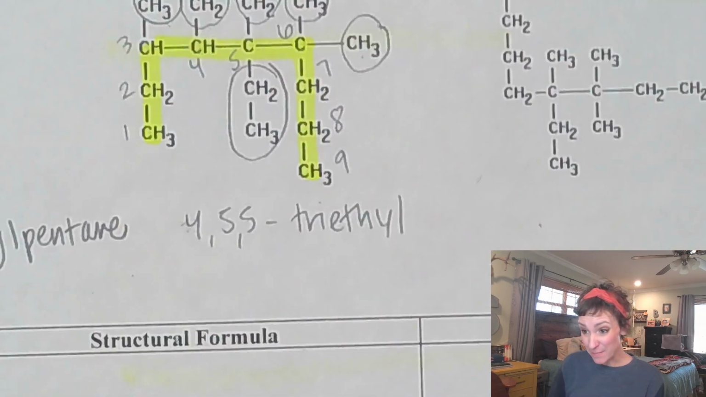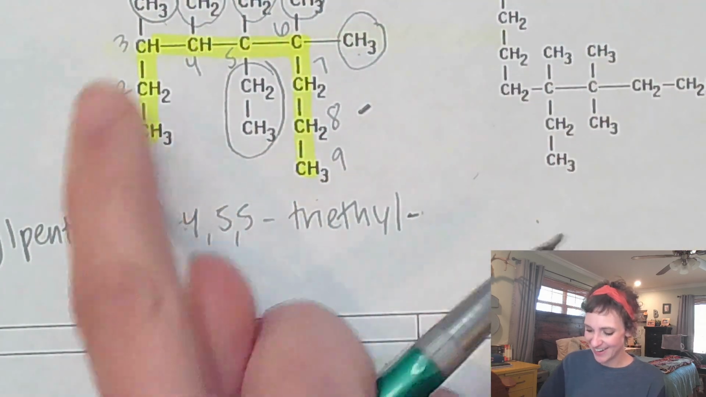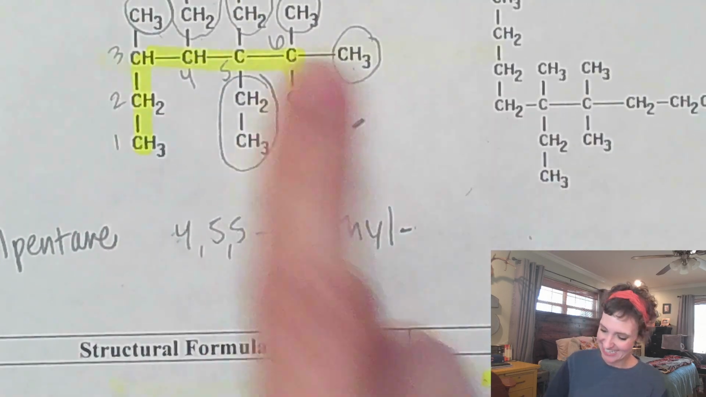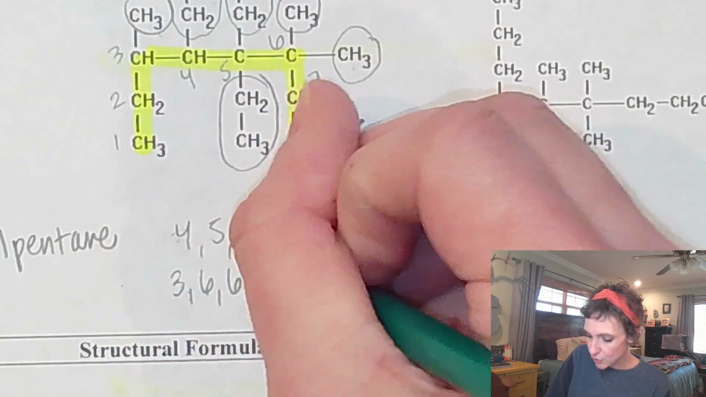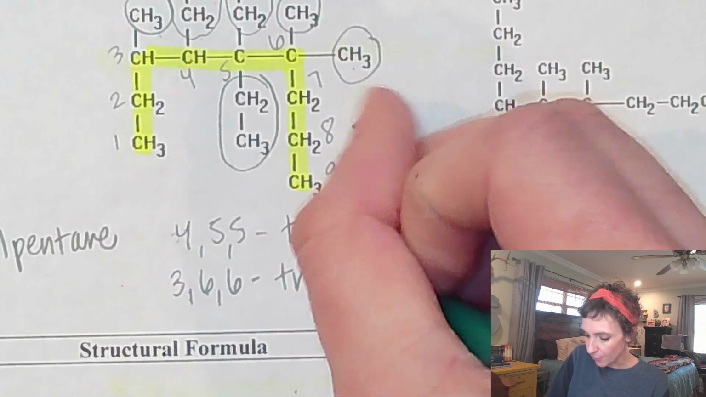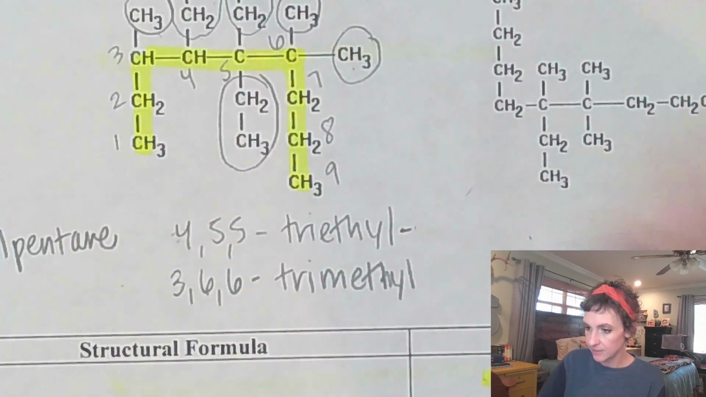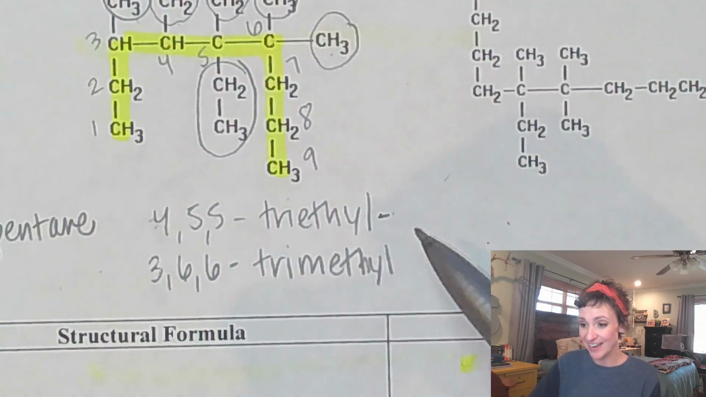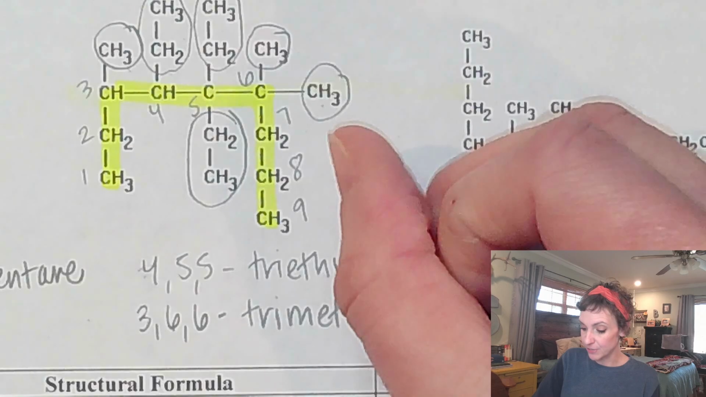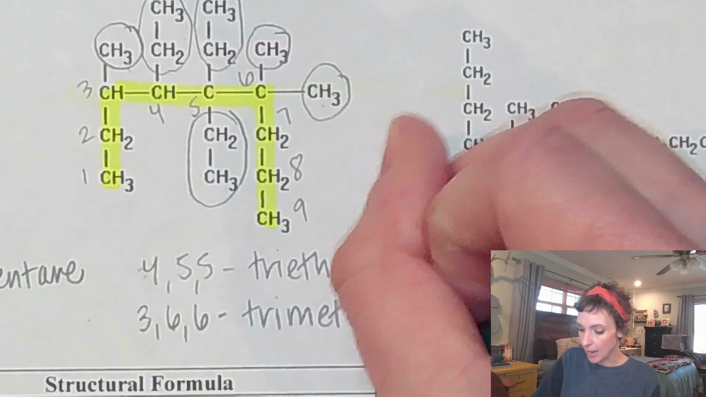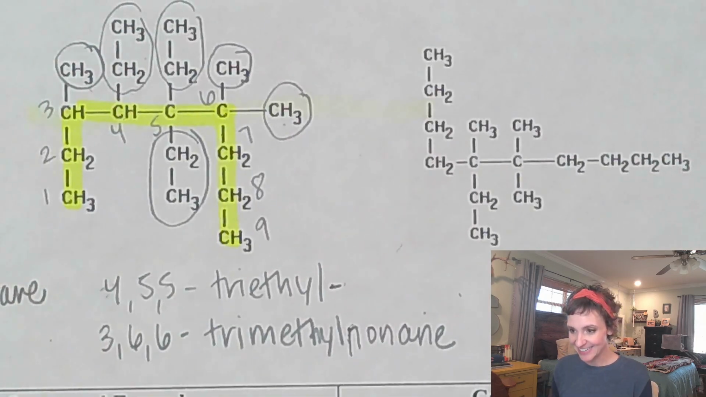And now I got to tackle my methyls. I got to drop down here. My methyl groups, they are on 3 and then 6, 6. So I would go 3, 6, 6, trimethyl. Methyl. Oh my goodness, the letters of the alphabet. So 4,5,5-triethyl, 3,6,6-trimethyl, and then this root is a nonane. Yes, look at that. That is so nice and satisfying.